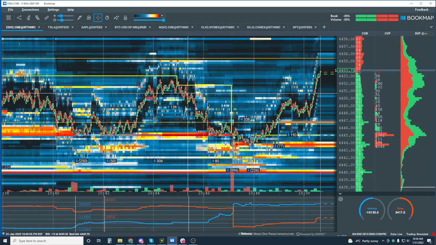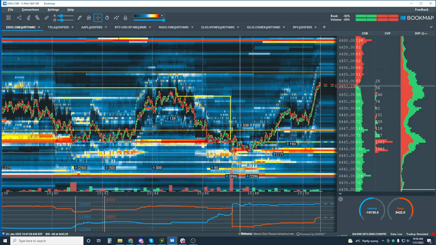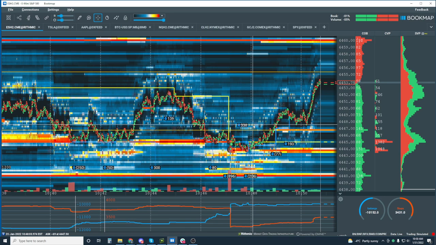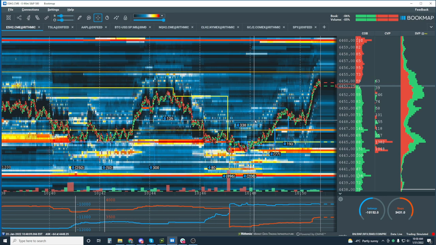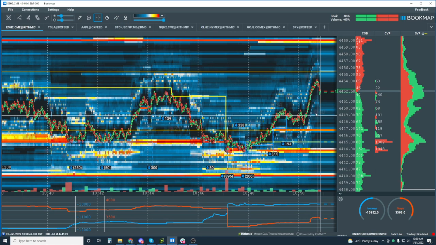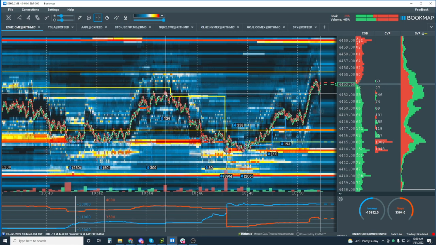So it's this context of the volume within the structure that we're looking at here. And we have also the order book within the structure, these three elements here. So here it is. Let's go through the review. Nice move back to our 52.